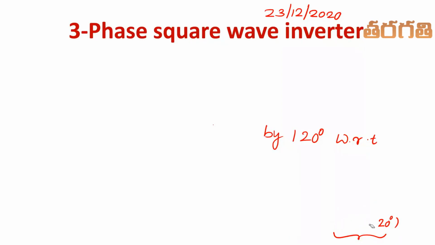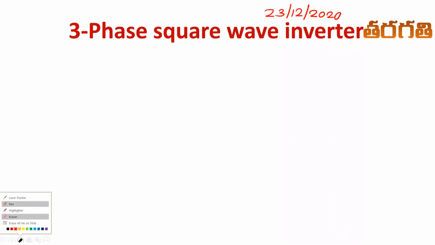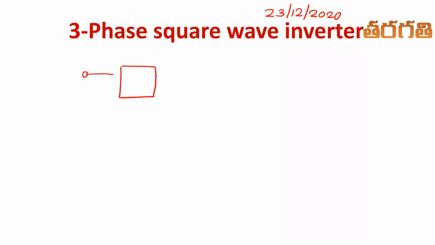So for that purpose, what we do is we use three single phase bridge connected inverters, and they are connected either in a star fashion or in a delta fashion. For example, this represents an H bridge inverter, which will be having switches like this.